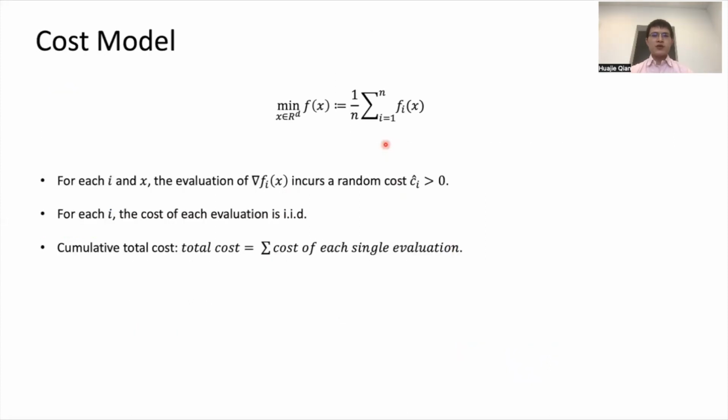So before diving into our approach, we'll first introduce our cost model for the problem. For each component i and arbitrary solution x, the cost of evaluating the gradient of fi at x is a random variable ci hat. And second, when we do multiple evaluations of the gradient, we assume that the cost of each evaluation is iid. If we run an algorithm, the total cost of the algorithm is cumulative, meaning that the total cost takes the form of the summation of the cost of each single evaluation.